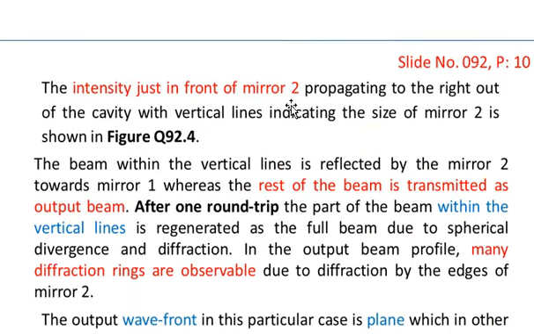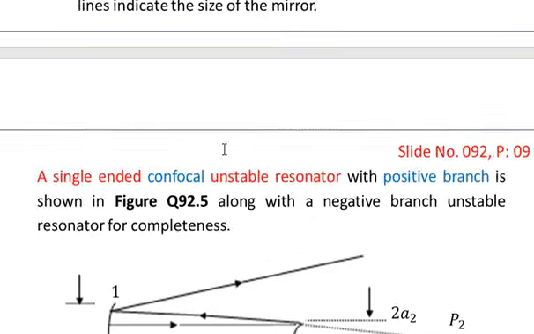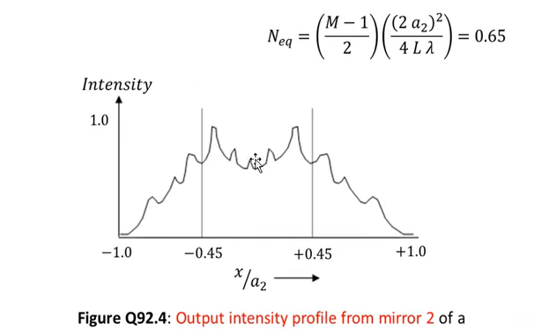The intensity just in front of mirror 2 propagating to the right out of the cavity, with vertical lines indicating the side of mirror 2, is shown in figure 4. You see here what I have shown: these vertical lines represent the location of the mirrors, and this is the separation between these two vertical lines. This is the separation between the two sides of the output mirror.